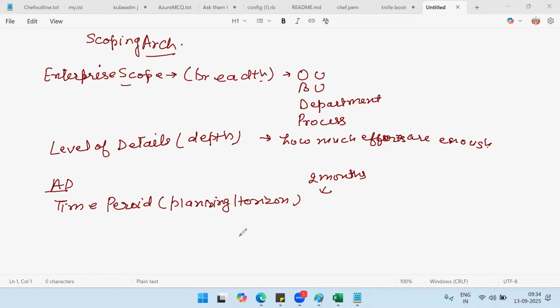Anyone has any question? Sorry, Ramana, with regards to depth, as in how much architecture is enough, how is that determined?